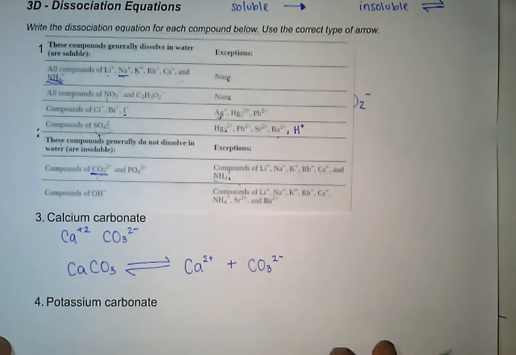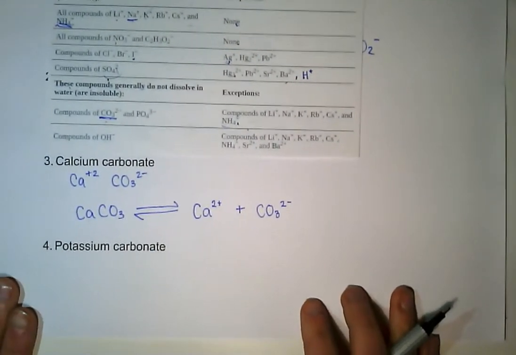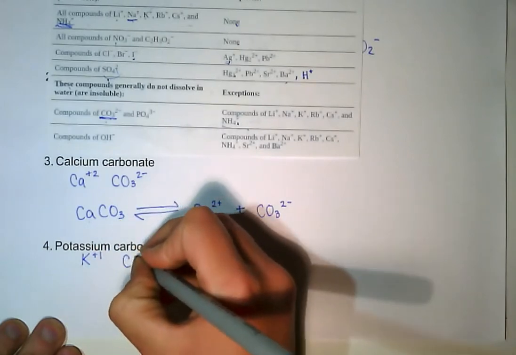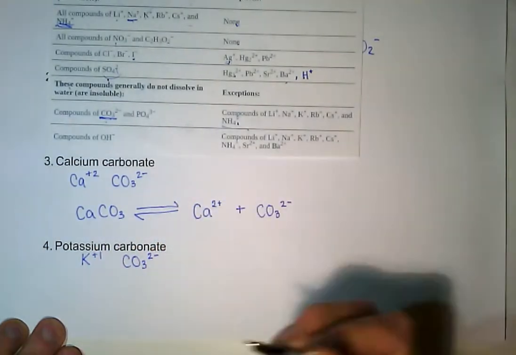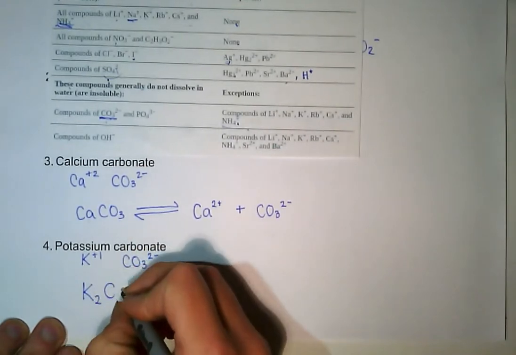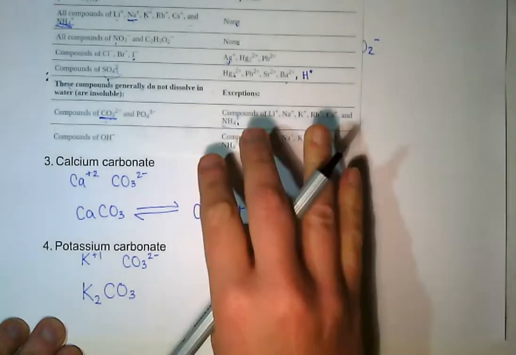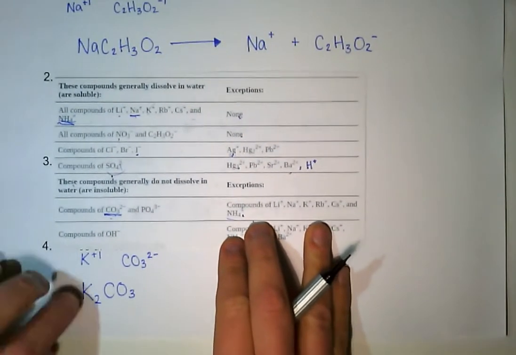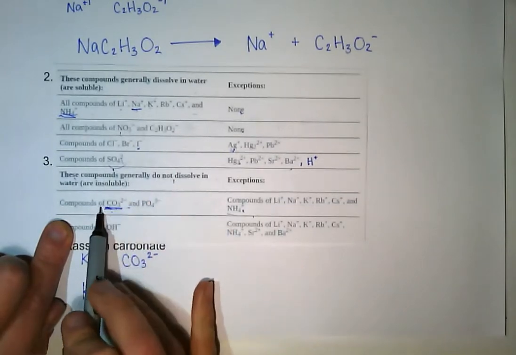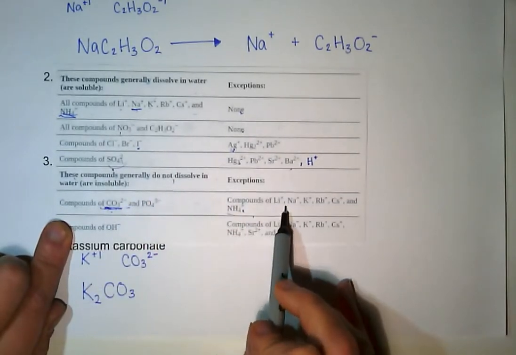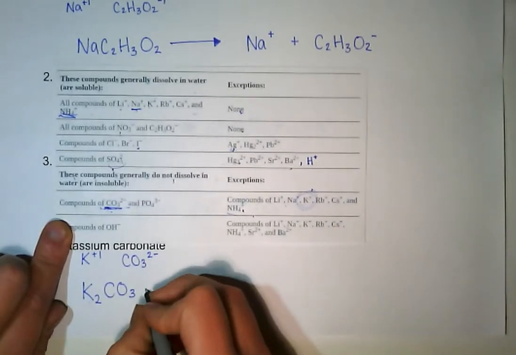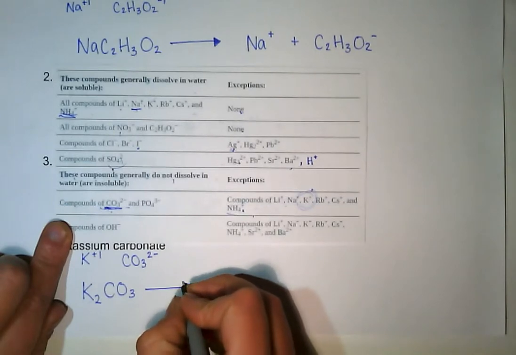And then last but not least, let's look at potassium carbonate. Potassium has a +1 charge, carbonate, CO3, has a 2- charge. When we crisscross, we get K2CO3. Then we need to determine if this is soluble. Generally, carbonates do not dissolve, but let's see if potassium's on the list of exceptions. Potassium is on the list of exceptions, so potassium carbonate will dissolve, so we'll use a single-sided arrow.